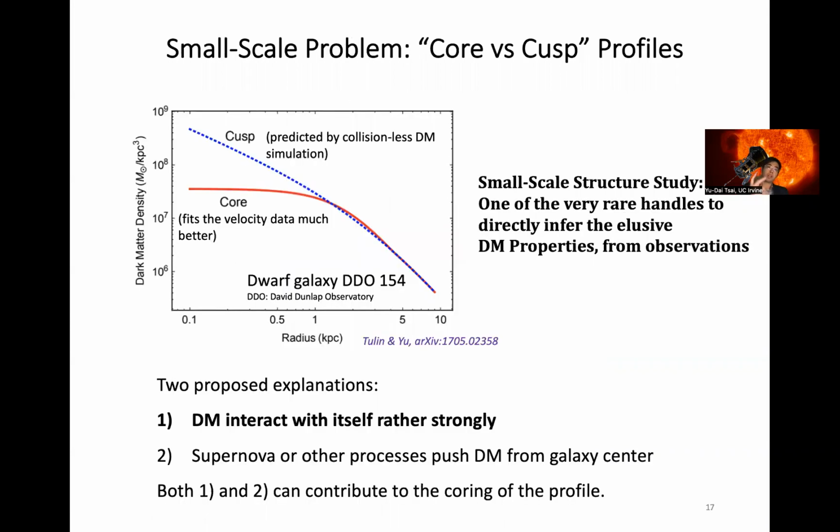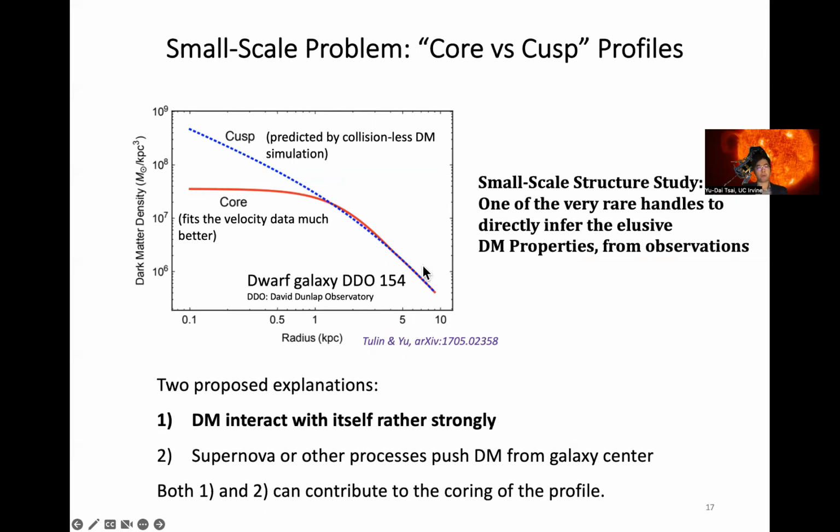And when we study the small scale structure, we've actually found some problems. This is one of the problems called the core versus cusp problem. Near the center of the galaxy, the simulation of collisionless cold dark matter tells us that it should be a cuspy profile, meaning that the density is rising quite sharply. But when we actually fit the data, as previously discussed, we found that it's much more flat.